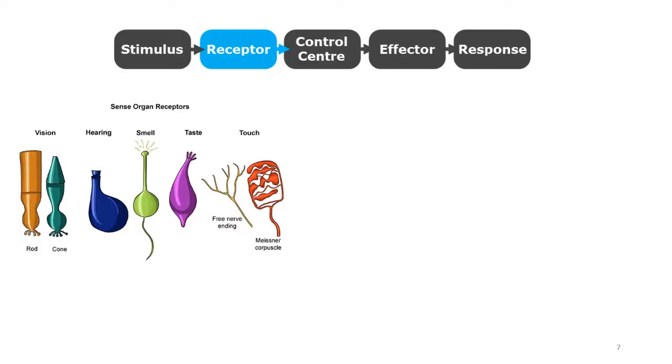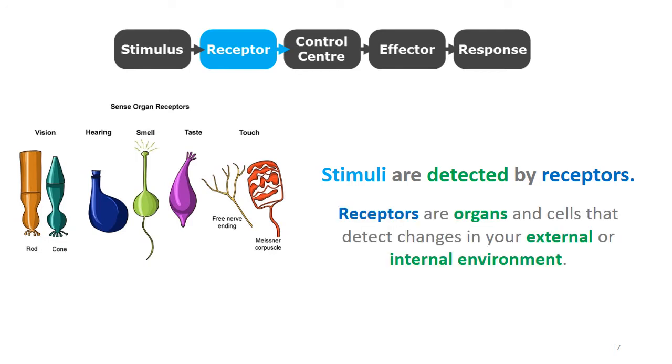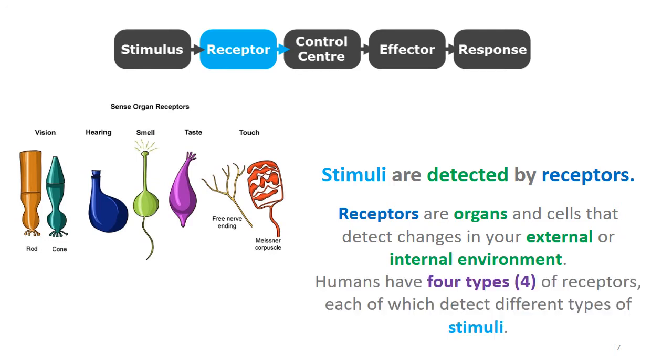Sense organ receptors actually respond to the stimulus. Stimuli are detected by receptors. Receptors are organs and cells that detect changes in your external and internal environment. Humans have 4 types of receptors, each of which detect different types of stimuli.